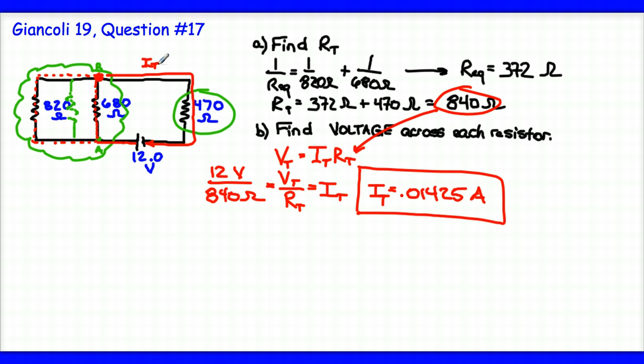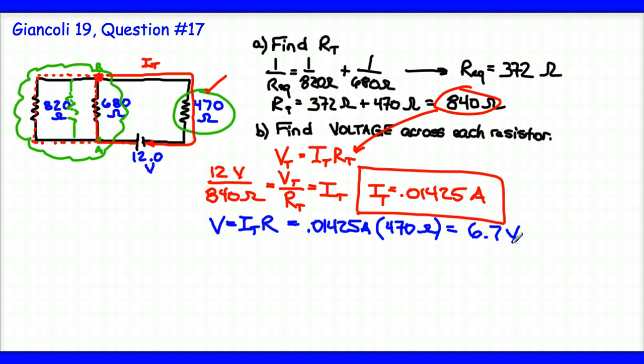Using that, I now know the current here flowing through this 470 ohm resistor, so I can use Ohm's law directly across that resistor. And so I'll do that in the second part of B. I'll say that the voltage dropped across that 470 ohm resistor is equal to the total current times its resistance. In this case, the total current is the 0.01425 amps. And I'm going to multiply that by its resistive value of 470 ohms, and that's going to yield a voltage drop of 6.7 volts.